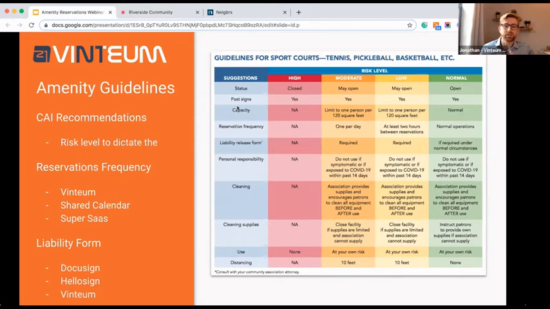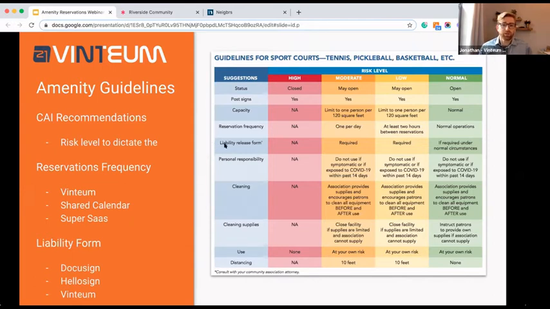Another thing is frequency restrictions. So how often does CAI recommend that these be used, right? Once per day, at least 2 hours between reservations. Maybe, once things really start opening up, you could resume normal operations.